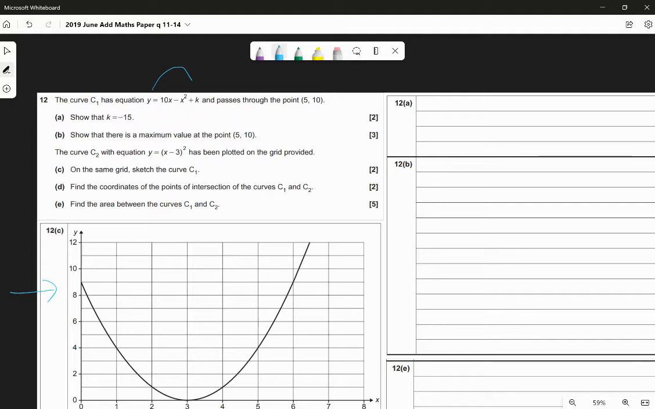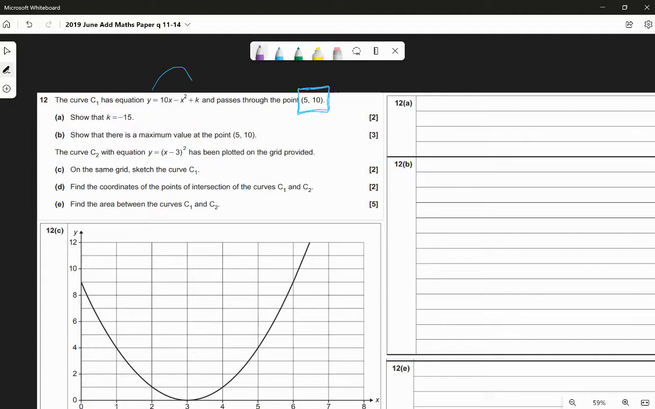The graph that's shown below, part C, on the drawing paper is a different graph, okay? The curve C1 has that equation and it passes through the point (5, 10). Show that k is equal to negative 15. Okay, so we need to use the knowledge that we have a coordinate on this graph and we have the equation, which is missing a little bit of information. So we need to use the information from the coordinate to work out the value of k. Okay, so that's a simple substitution question.